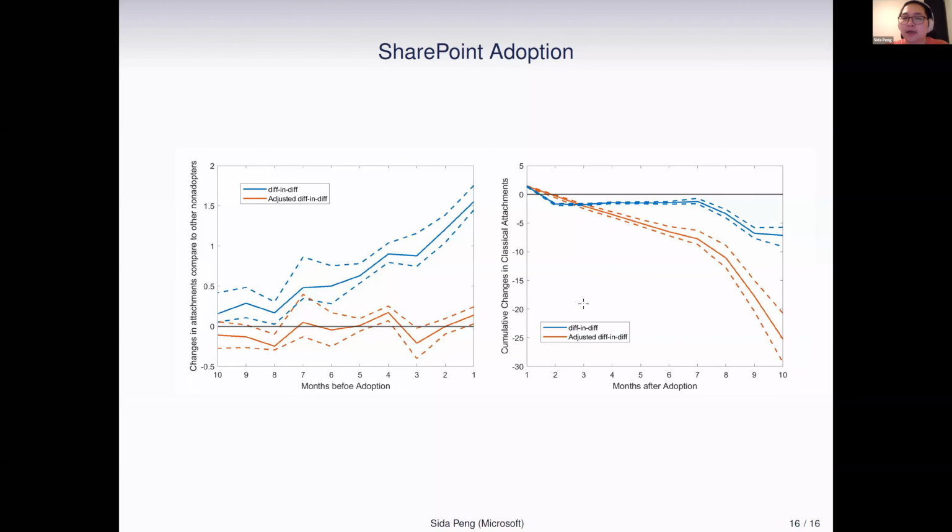And on the right hand side, this is the overall effect we saw. In the first month of adoption, we saw an increase of 1 email attachment. As time becomes larger, until almost 10 months, we saw a decrease of almost 25 email attachments. But if you are using a standard Diff-in-Diff estimate, you are significantly underestimating the effect of reduction.